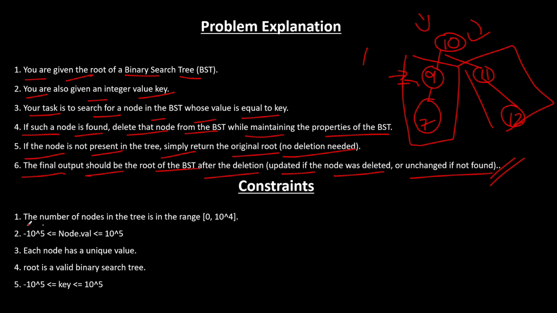And the constraints: the number of nodes in the tree is in the range of 0 to 10 to the power 4, and the node value could be from negative 10 to the power 5 to positive 10 to the power 5. Each node has a unique value, so there is no repeating value in any node. And the root is a valid binary search tree. These two are the important things. The key value which will be given to us for deleting from the BST would be from minus 10 to the power 5 to positive 10 to the power 5. So this is all about the constraints. I hope you understood the problem explanation. Now let's move to the next slide.